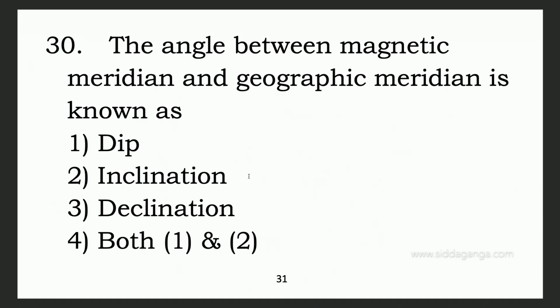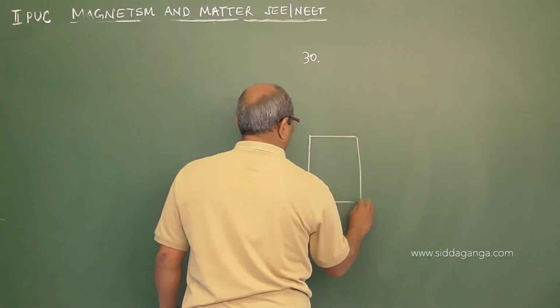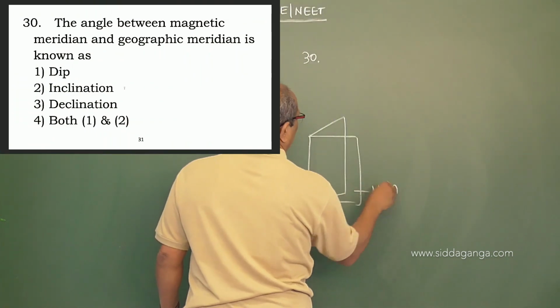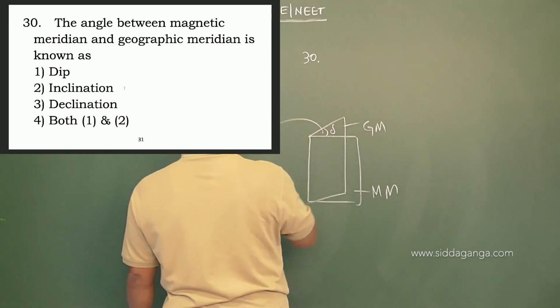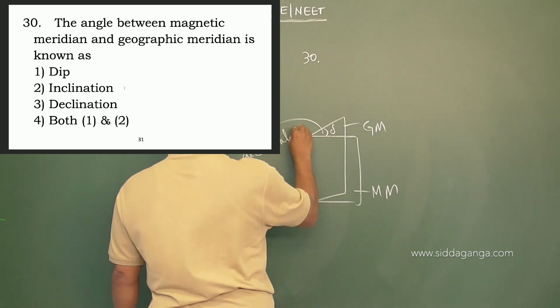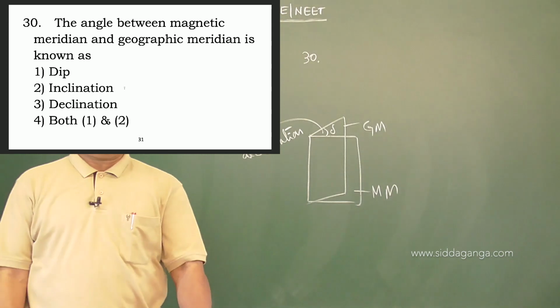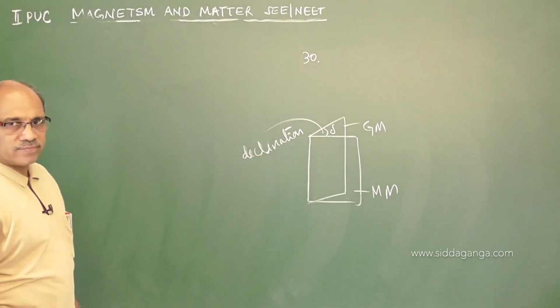Come to the next. The angle between magnetic meridian and geographic meridian is known as, a direct question. This is the magnetic meridian and the other is the geographic meridian. The angle between them is called declination. The angle between the magnetic meridian and geographic meridian is called declination.